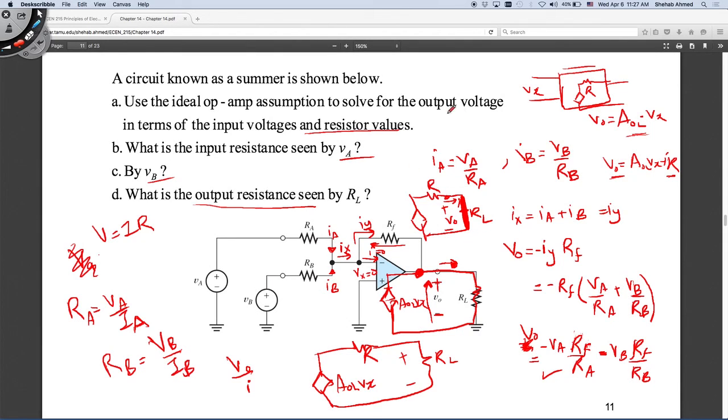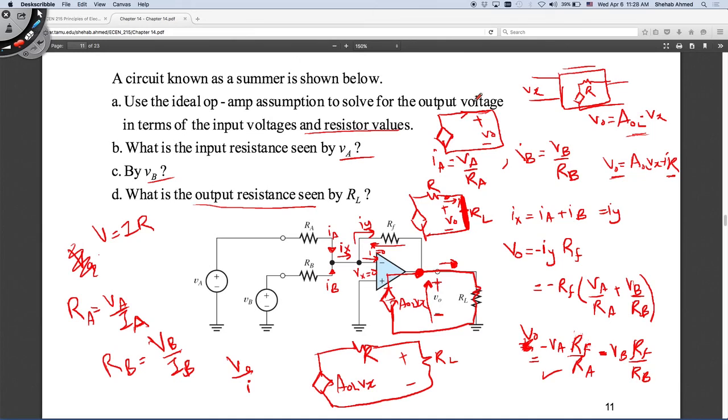How about if I have no resistance? If I have a source here, no resistance, and this is V output, and I put a short circuit here, V output over I, in this case, will equal what? 0. I don't know if it's clear or not.